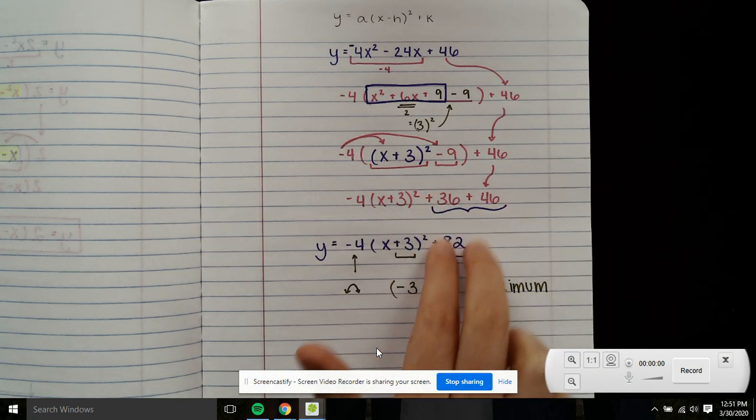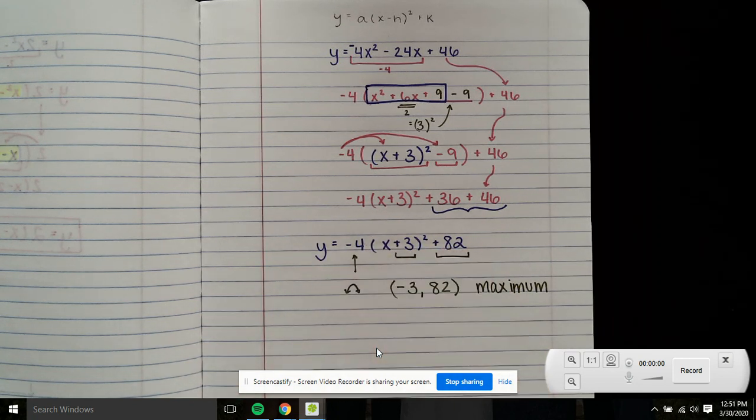And in the final step, I combine those two and I have my vertex form. I know my a value. I know it opens down because the a value is negative. And I know that this point, -3, 82 is a maximum because the a value is negative.